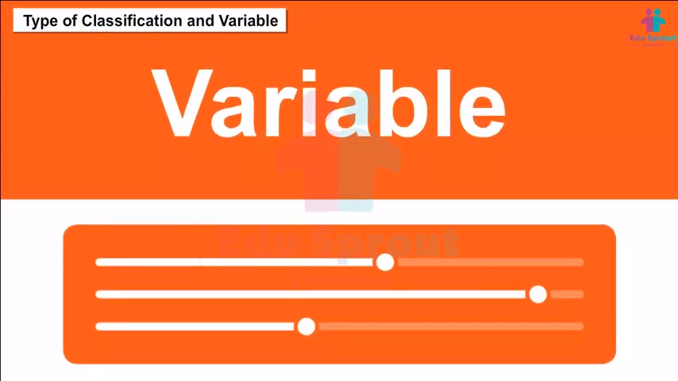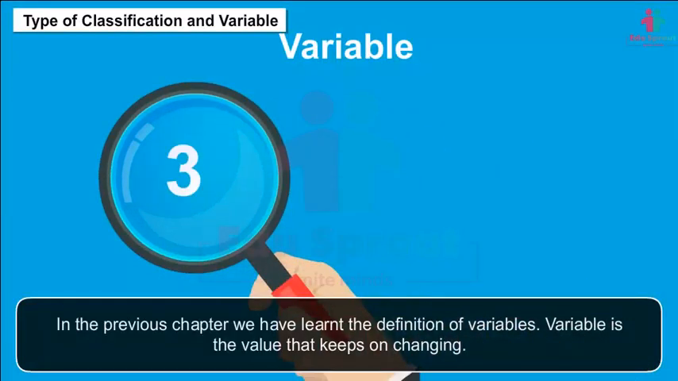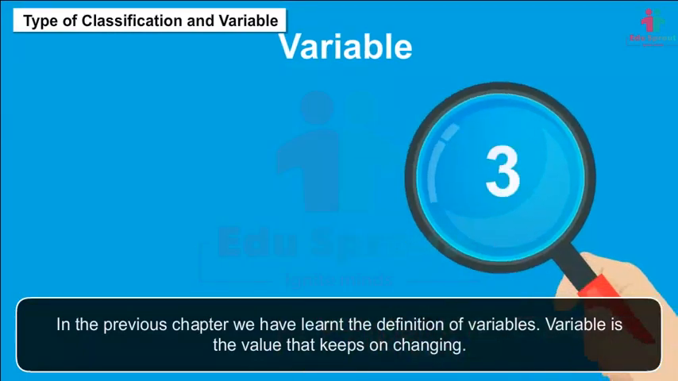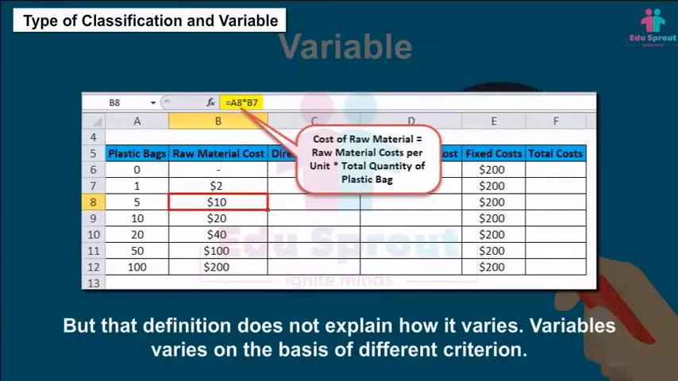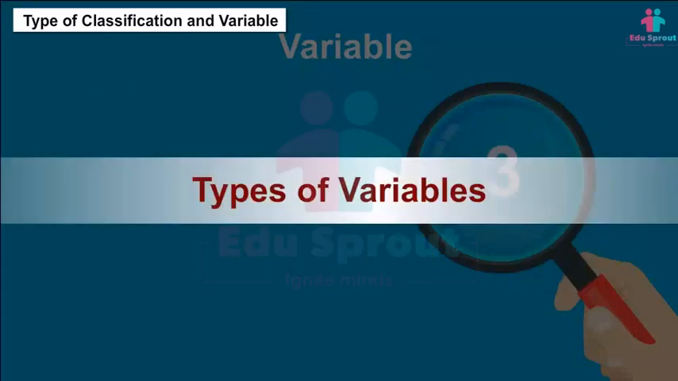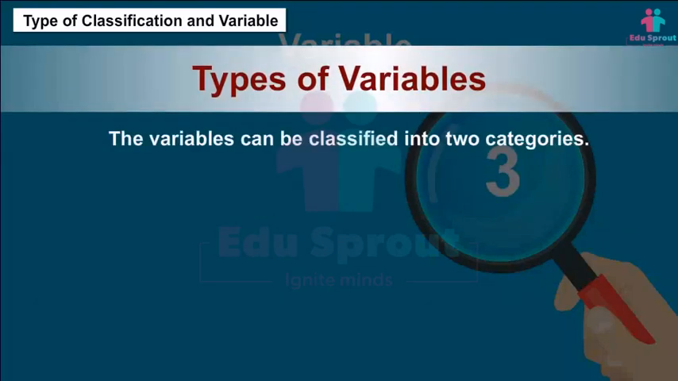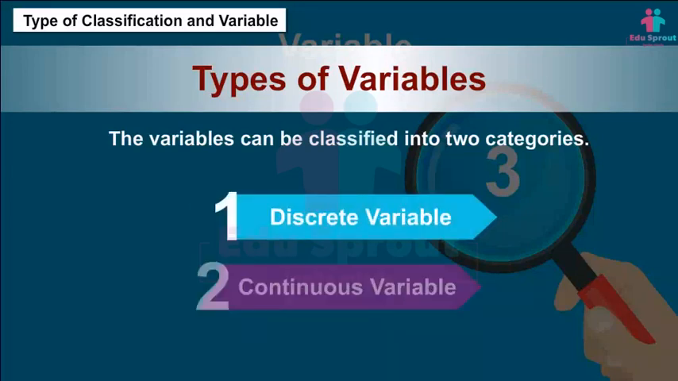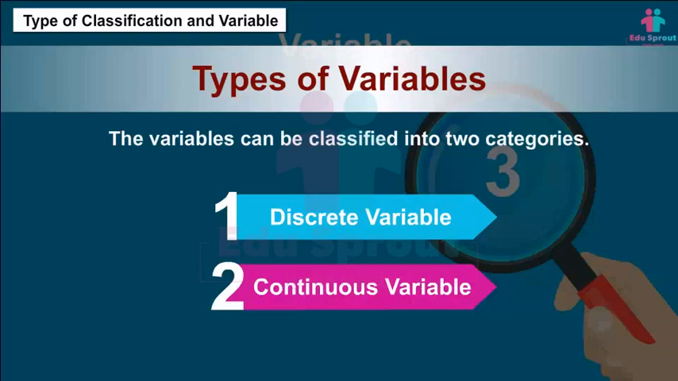Variables. In the previous chapter, we have learned the definition of variables. A variable is a value that keeps on changing. But that definition does not explain how it varies. Variables vary on the basis of different criteria. Types of variables. The variables can be classified into two categories: discrete variable and continuous variable.